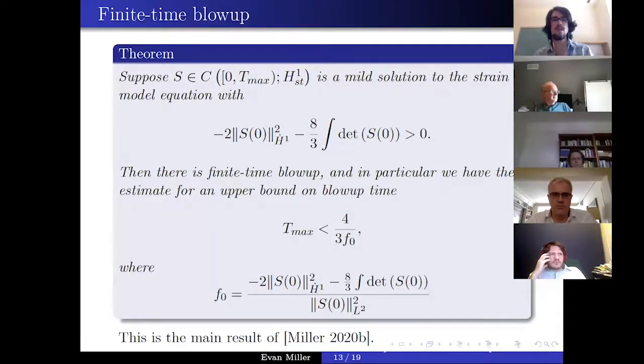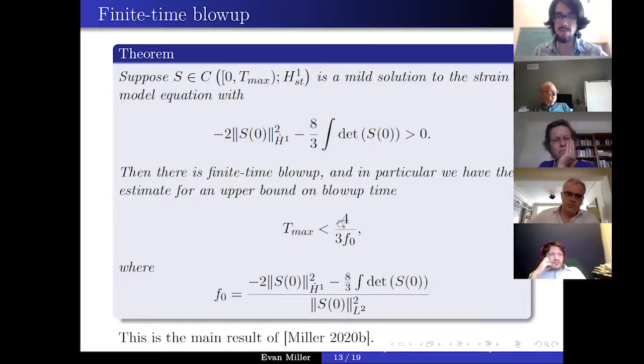So the main theorem, from a paper submitted in January of this year, is that if we have a mild solution to the strain model equation such that at initial time the H1 norm squared minus 8/3 the determinant of S is positive, then there's finite time blowup. In particular, we have an estimate on the upper bound for the blowup time: T max is less than 4/3 F naught, where F naught is this function.